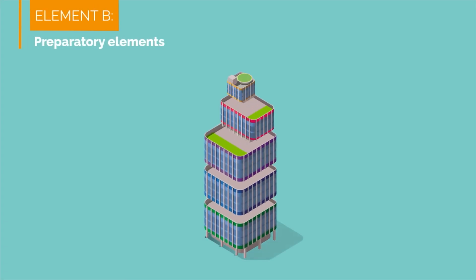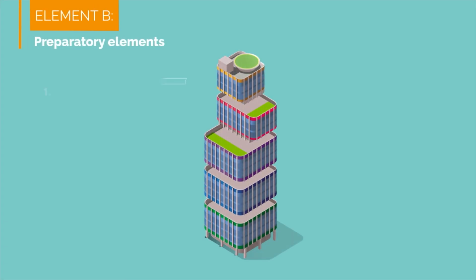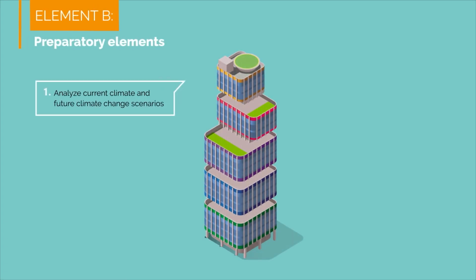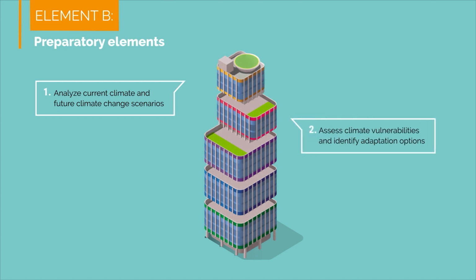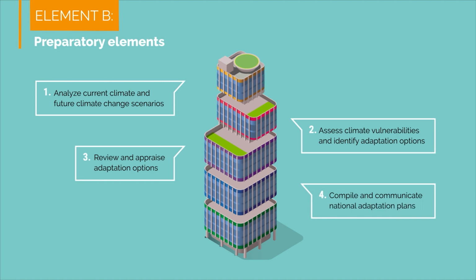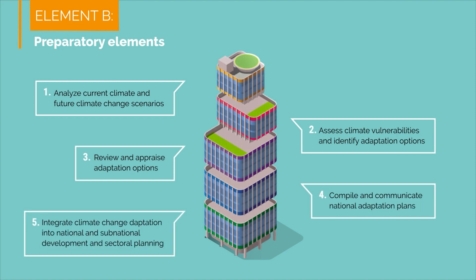The proposed steps in Element B are: 1. Analyze current climate and future climate change scenarios. 2. Assess climate vulnerabilities and identify adaptation options. 3. Review and appraise adaptation options. 4. Compile and communicate national adaptation plans. 5. Integrate climate change adaptation into national and subnational development and sectoral planning.